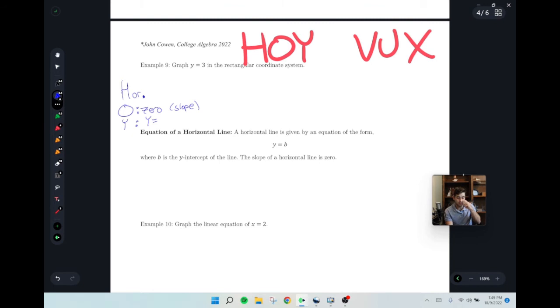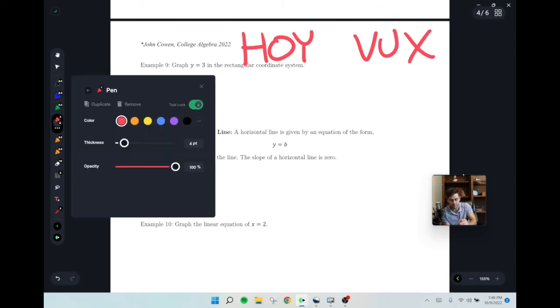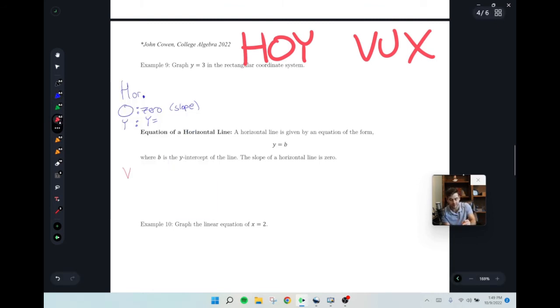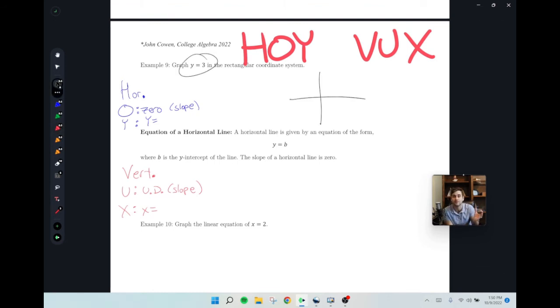All right? So then what does vux stand for, right? Well, you can probably opposite all of those. Vux stands for vertical. U stands for undefined slope. And the x stands for x equals. And that'll tell you the form of that line. All right? So then that makes our life really easy because we see y equals 3. I go and pick one of those. Which one has the y equals? Horizontal. Boom. I already know it's a horizontal line.